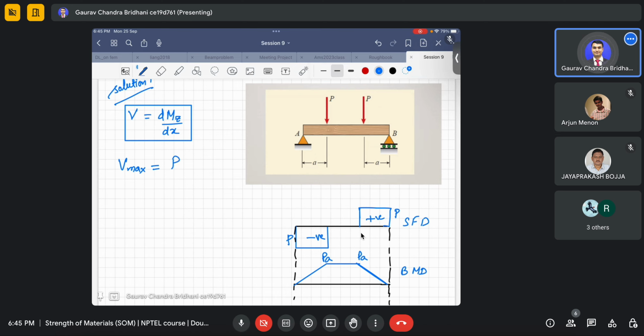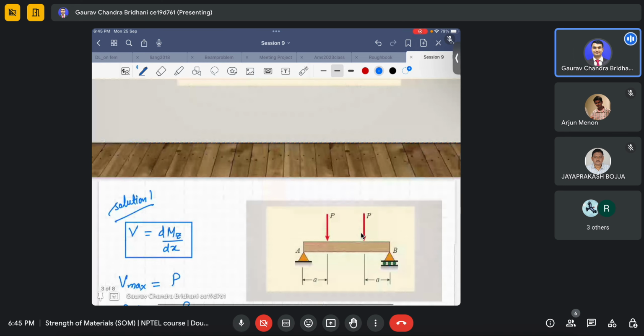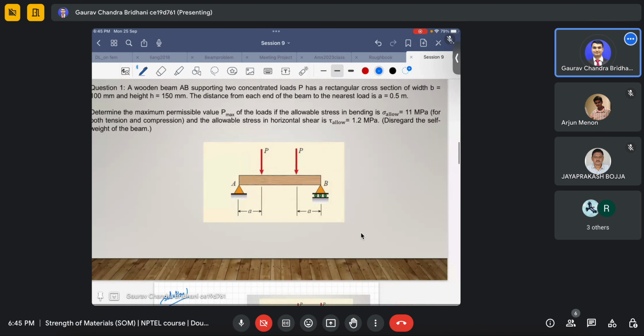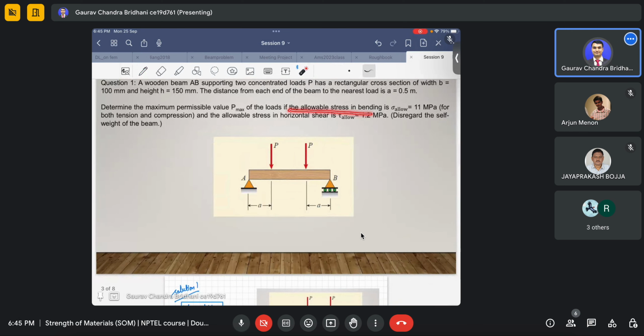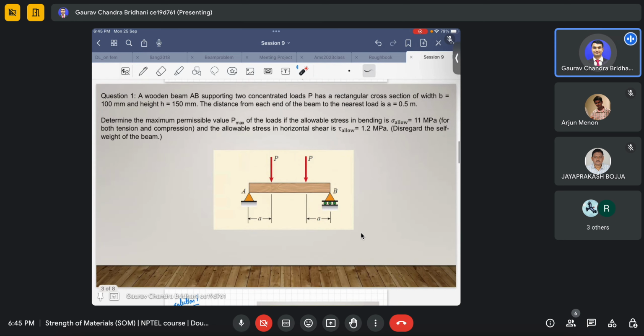And similarly, what is the maximum bending moment? We'll find that this is nothing but P into A. We know A, so that's not an issue, but what we need to find is P. Now the question says that if the allowable stress in bending, sigma allowable, is 11 MPa, because it is made of wood, so obviously the strengths will be very less compared to steel. And tau allowable is just 1/10 of it, 1.2 MPa.